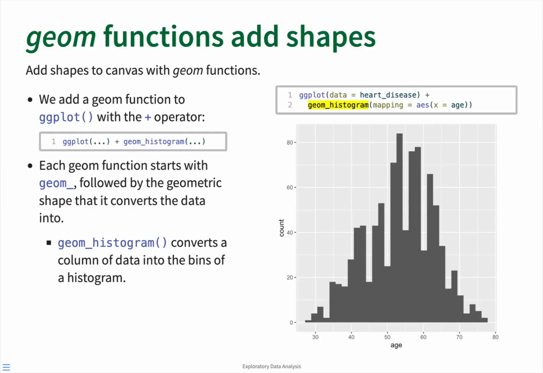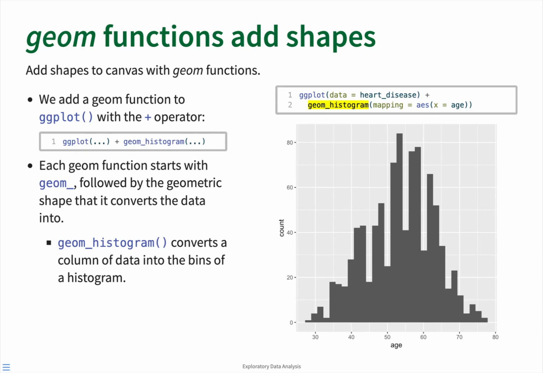To add actual information to our graph, we have to add other functions which add those extra layers. Typically, the functions we'll be adding are what are called geom functions. Geom stands for geometry, and this is how we add shapes to our graph. We add them to ggplot using the addition operator, the plus symbol, like you can see here. So we have the ggplot function, the closing bracket of the ggplot function, then the plus operator, and then a geom function like geom_histogram. So two separate functions which we're adding together.